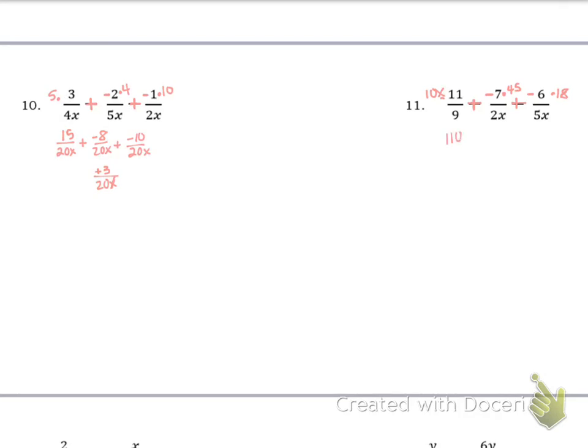So I would get 110x over 90x plus a negative 315 over 90x plus a negative 108 over 90x. Once you have them all being common denominators, you could think of it as a big fraction bar. So really I can combine this negative 108 and this negative 315 and get a negative 423 over 90x. I cannot cancel my x's because of that subtraction that's occurring.